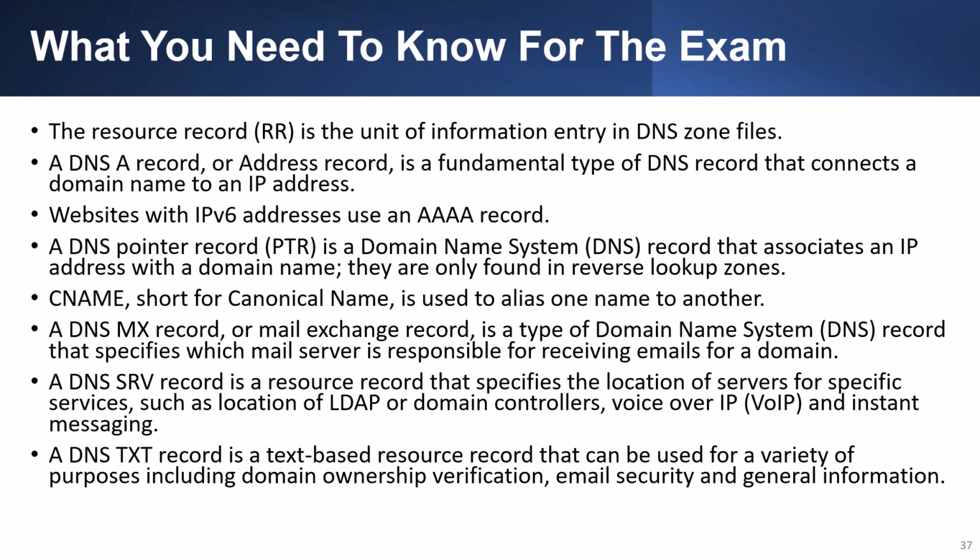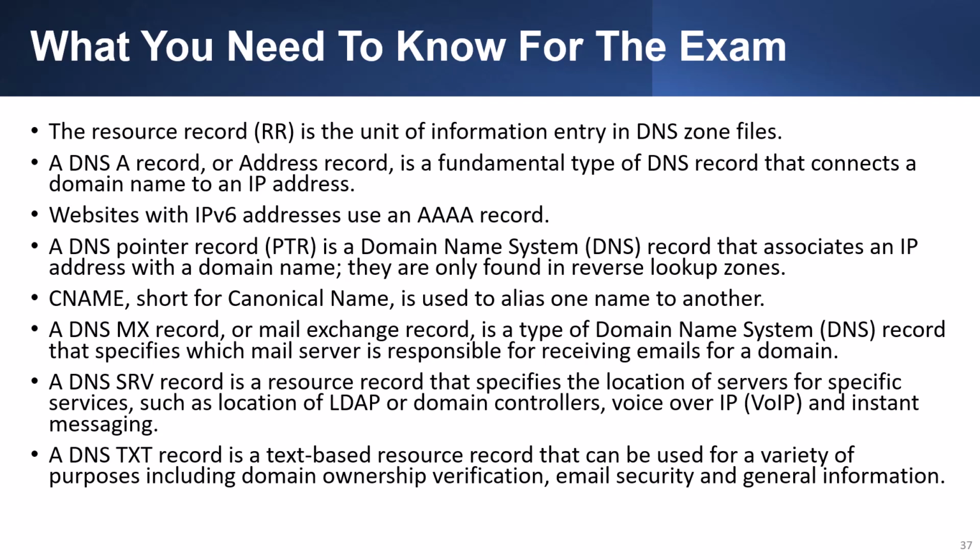In summary, the resource record, or RR, is the unit information entry in the DNS zone files. A DNS A record, or address record, is the fundamental type of DNS record that connects a domain name to an IP address. Websites with IPv6 addresses use a quad A record. A DNS pointer record, or PTR, is a DNS record that associates an IP address with the domain name. They are only found in the reverse lookup zones.